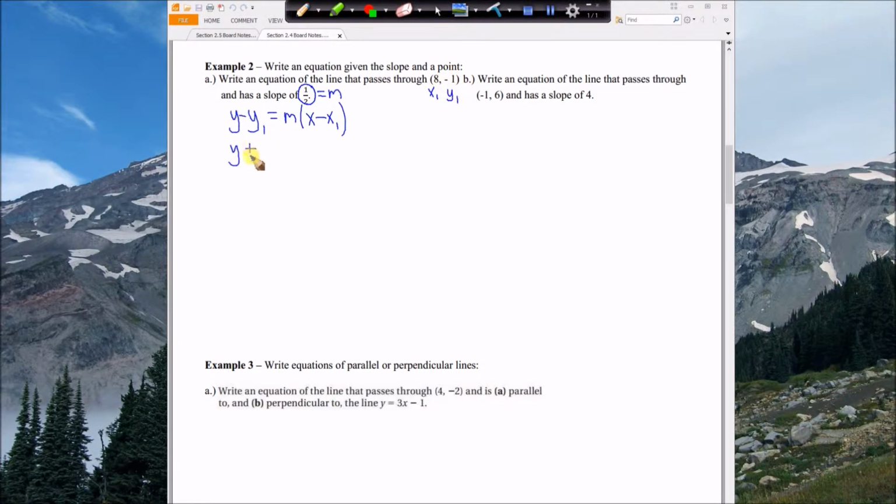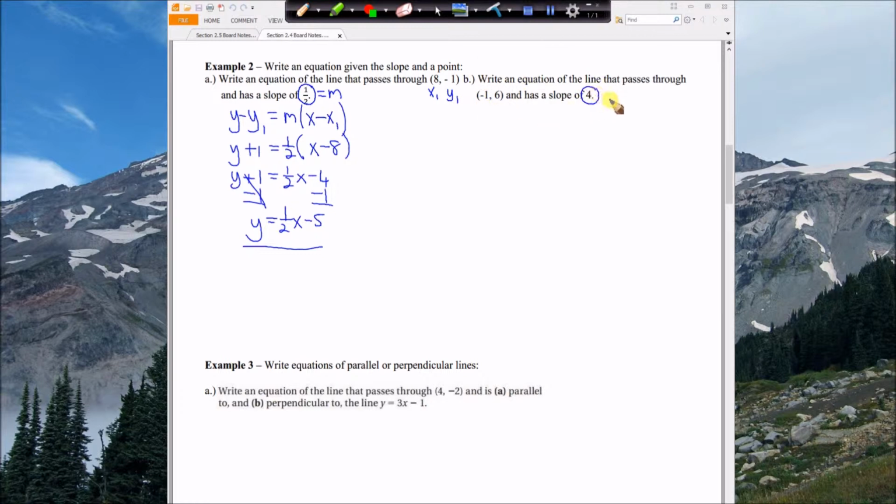Y minus negative 1 becomes y plus 1, and this is a half times x minus 8. Right? And simplify this, leave that there for now, distribute the half. Half times that will become negative 4, and then take away the 1, and so you'll get y equals a half x minus 5. All right? So point and a slope, substitute them in the formula, and this is slope-intercept form.